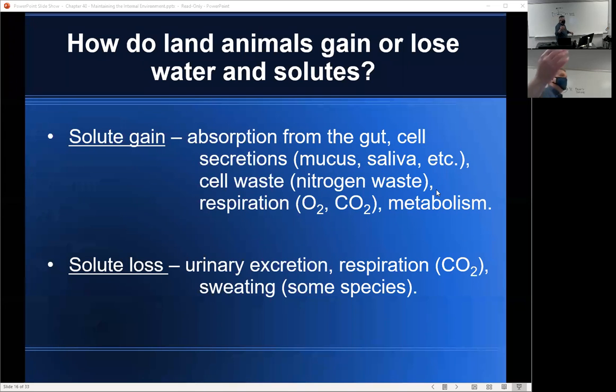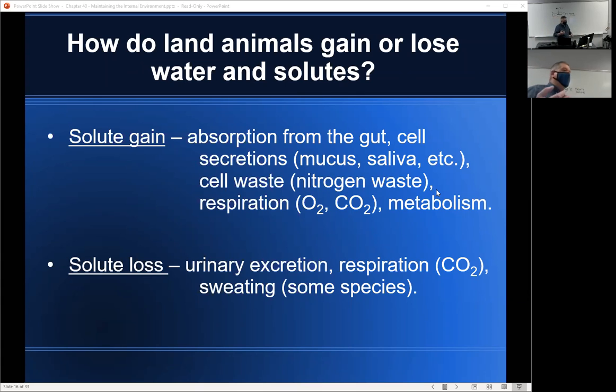So when we breathe in, we breathe in oxygen. Oxygen is dissolved in the blood, so that raises the solute in the blood. When our cells do aerobic respiration, one of the byproducts is CO2. Again, when CO2 is dissolved in the blood, that raises the solute level in the blood.